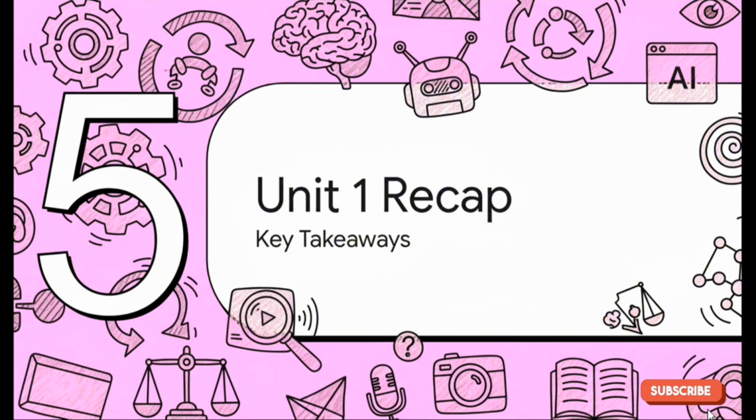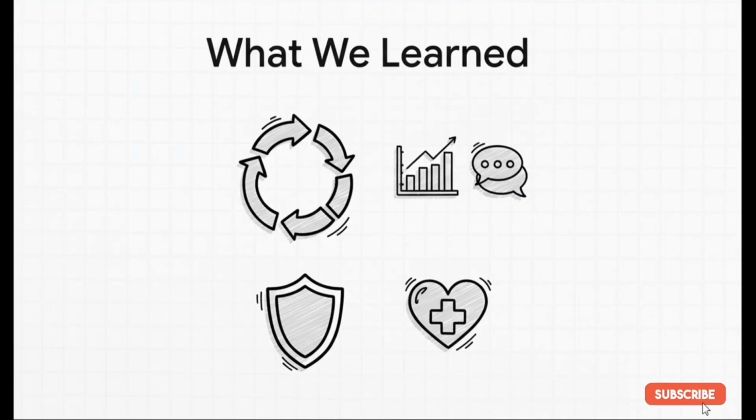Phew, okay, we have covered a ton of ground. So let's do a super quick recap of the most important takeaways from Unit 1, the stuff you'll definitely want to have locked in for your exams. All right, let's nail this down. We walked through the 6 stages of the AI project cycle. That's your roadmap for building any AI.